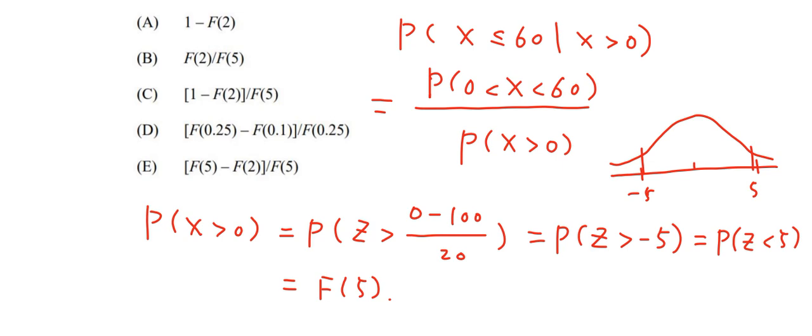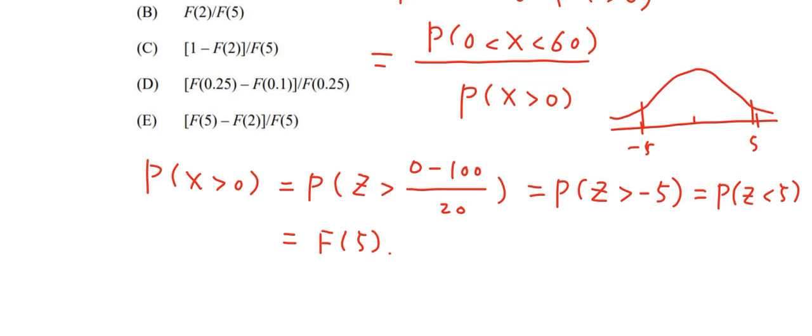Okay. So we find this probability. Between 0 and 60, 0 corresponds to -5 and 60 corresponds to -2. So the answer is thus.